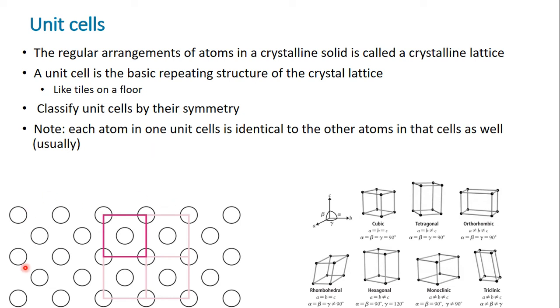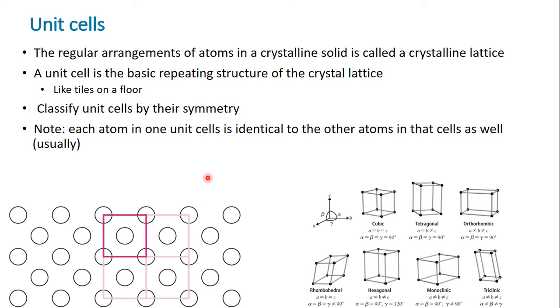So let's imagine this image on the bottom left is our crystal, and this purple square is our unit cell, and it's just replicated over and over and over and over again. It's like tiles on a floor. One tile is your unit cell, and all the tiles together on your floor would make the crystal in that example.